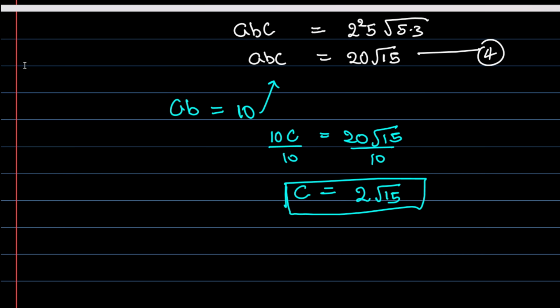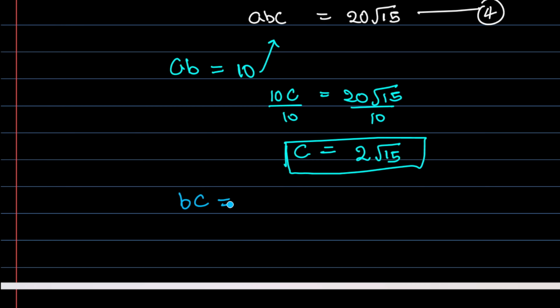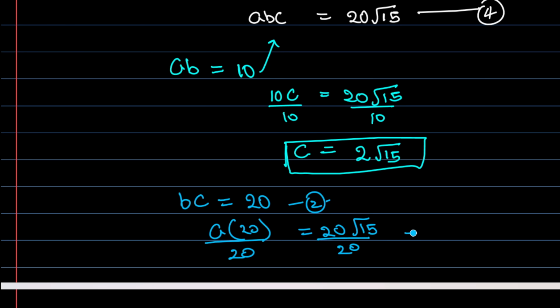Now we are given BC is equal to 20. So putting the value of this in 4, we get A times 20 is equal to 20 root 15, or dividing both sides by 20, we get A is equal to root 15. This 20 over 20 cancels out.